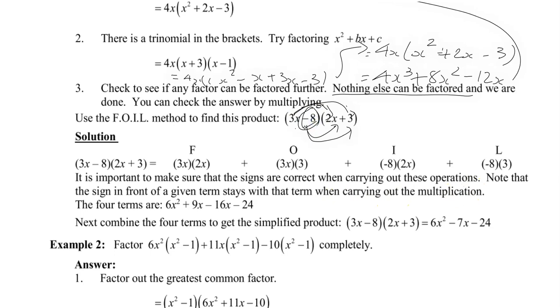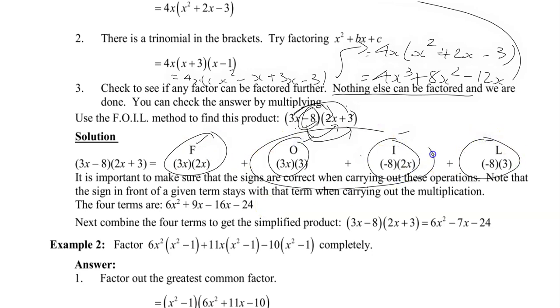Note that the sign in front of a given term stays with that term when carrying out the multiplication, right? So that minus, when it multiplies the inside, is minus 8 times 2x, and when it multiplies the 3, minus 8 times 3. If you multiply 2 terms by 2 terms, you must get 4 products, right? 1, 2, 3, 4. So our products are 6x squared plus 9x. This is plus, but that's minus, so minus 16x, and then that's a plus, but it's minus 24. So, using FOIL, you will get 4 products.